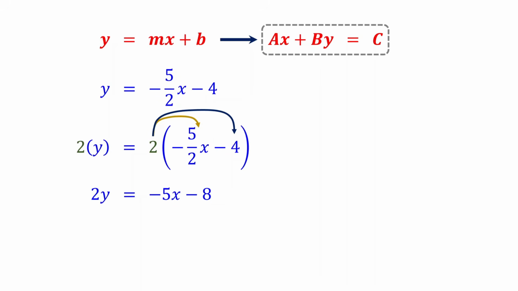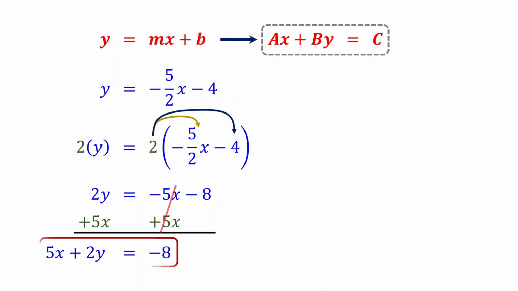Notice in standard form the variable terms are on the left. So next, move the x term to the left by adding 5x to both sides. On the left, you get 5x plus 2y. On the right, these cancel, leaving -8. And there you have it. Your equation is now in standard form.